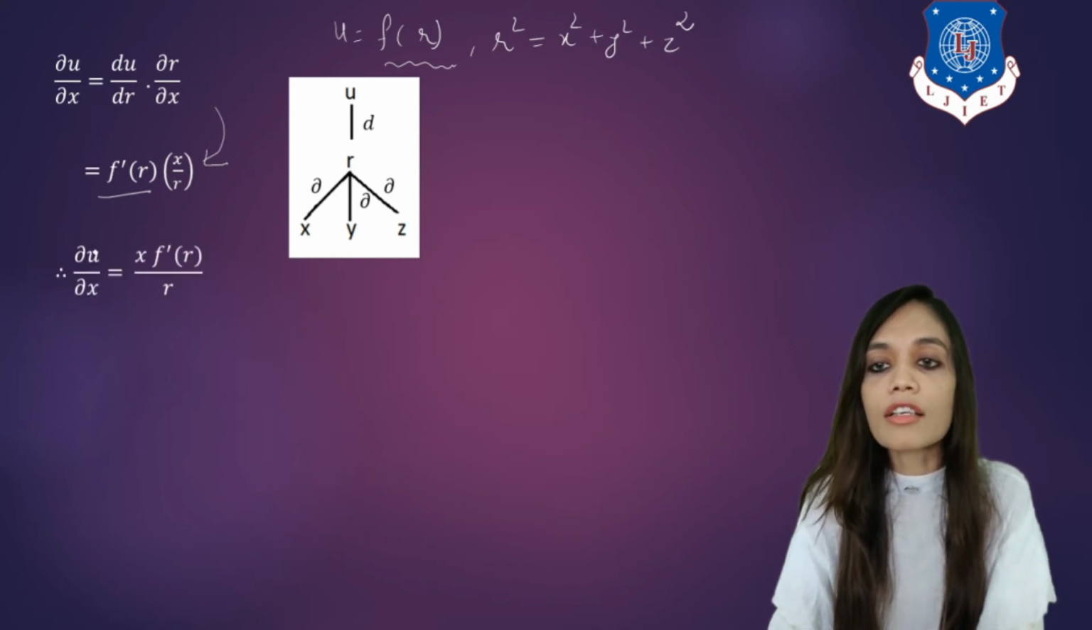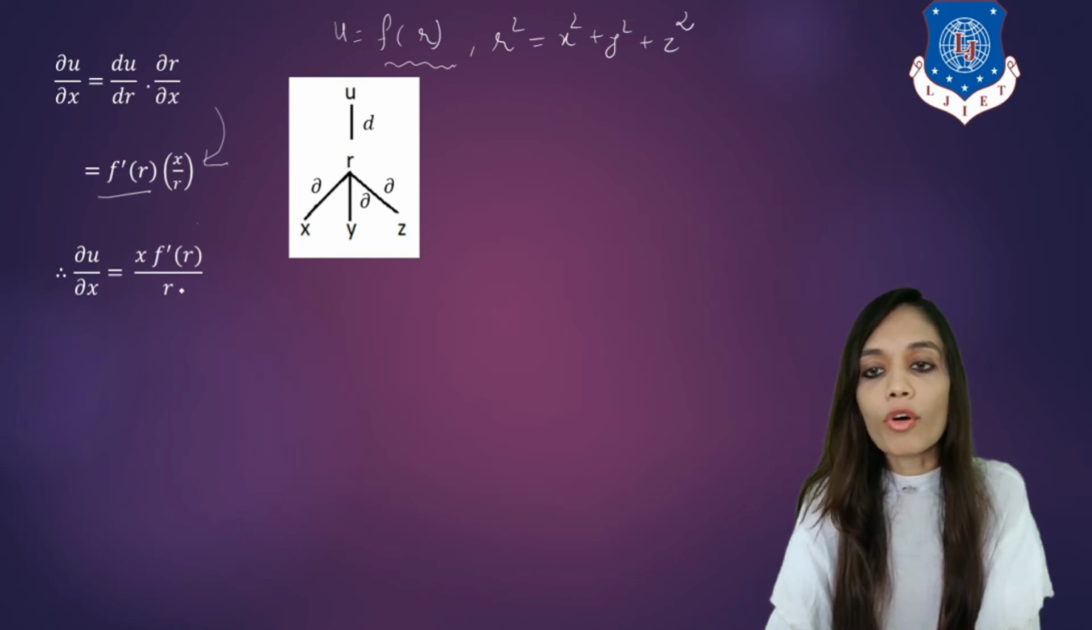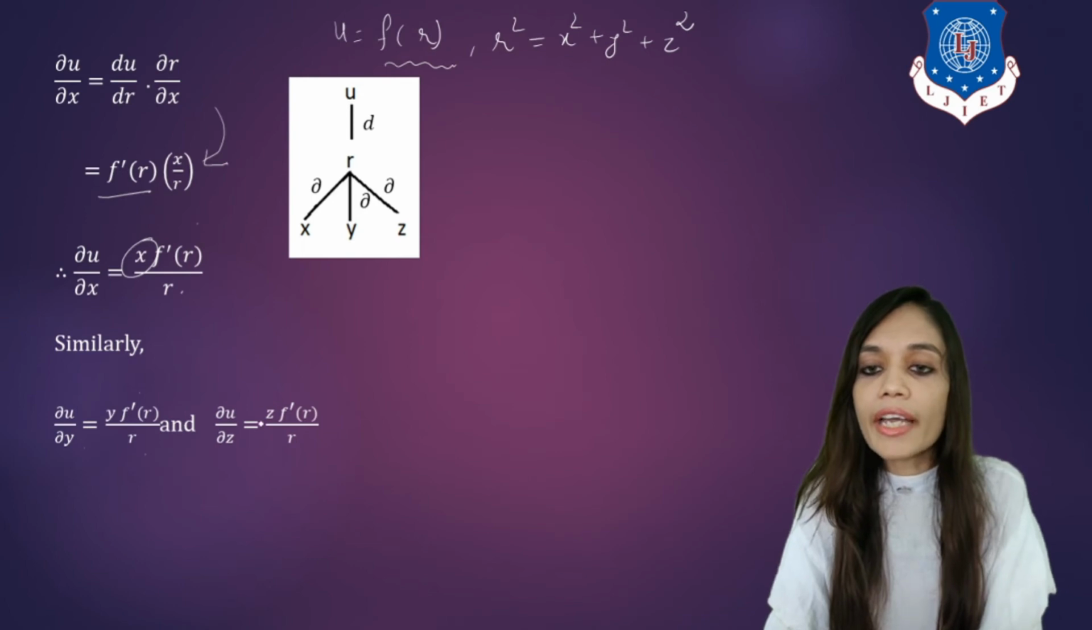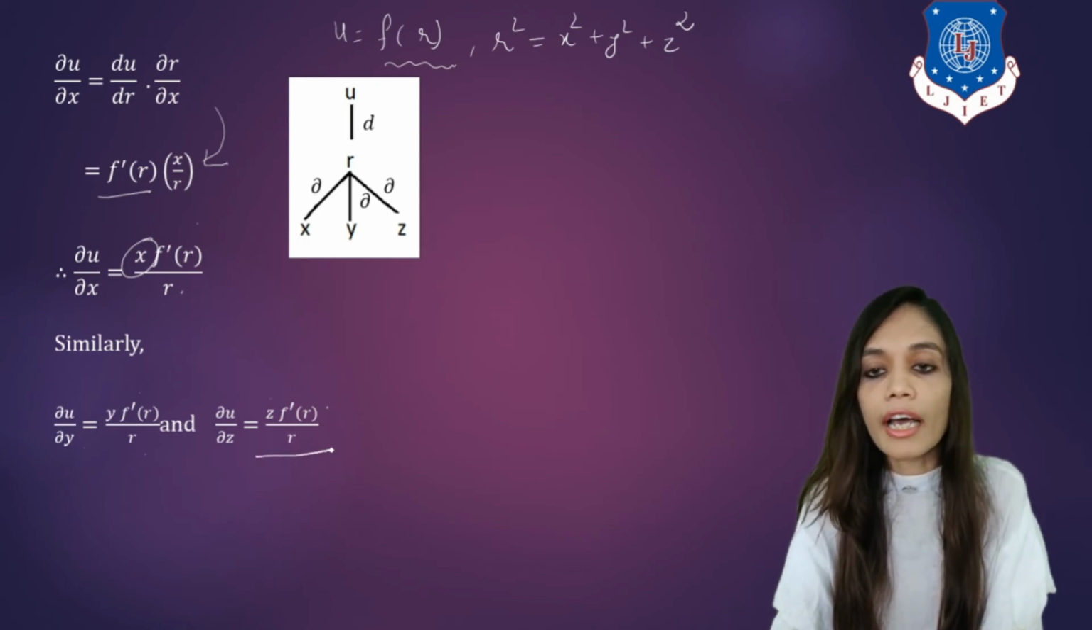So the final answer of del u by del x will be equal to x into f dash of r upon r. Similarly, we can find del u by del y. Just replace x by y. So the answer will be y into f dash of r upon r. And lastly, replace x by z. So the answer of del u by del z will be equal to z into f dash of r upon r.